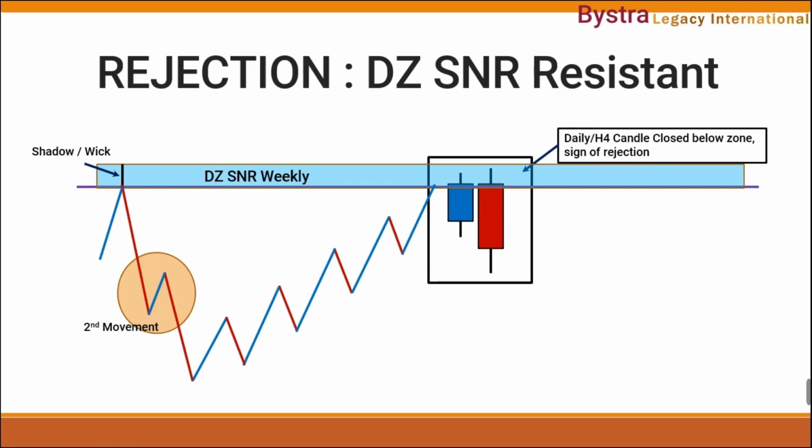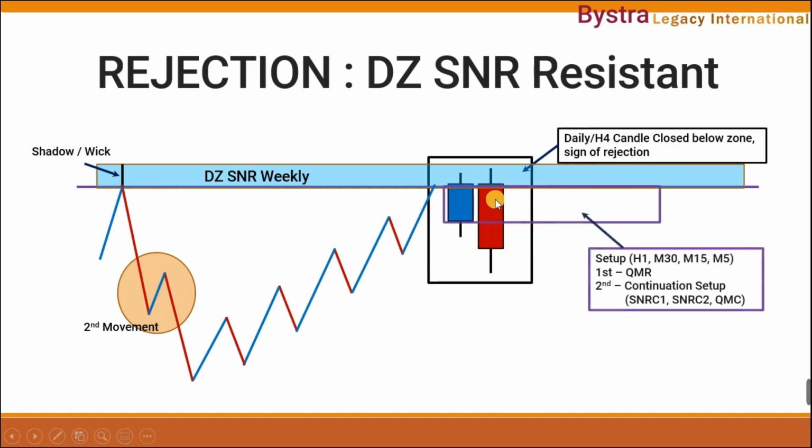So once this rejection is confirmed, with the candle closing outside of the zone, then we can look for a sell setup. Normally in this area, a QMR setup will come up, then we go with the continuation setup at the H1 time frame and below if the rejection is at the H4. If the rejection is at the daily time frame, then we can look for setups from H4 and below.